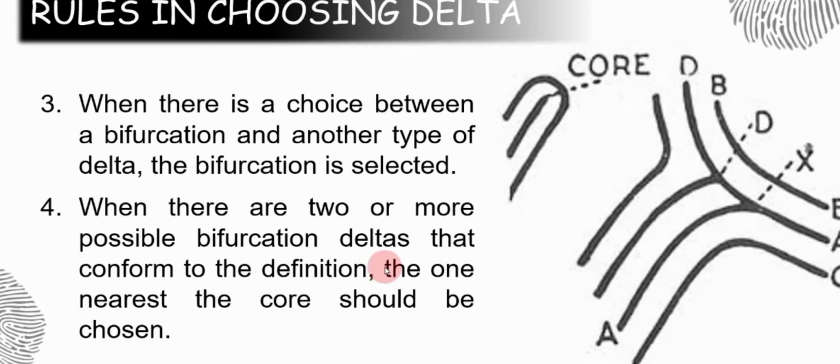In rule number 4, when there are two or more possible bifurcation deltas that conform to the definition, the one nearest to the core should be chosen. This means that with a series of two or more bifurcations, we choose the first one nearest to the core. Based on the example on the screen, we choose D, not X, not another letter.